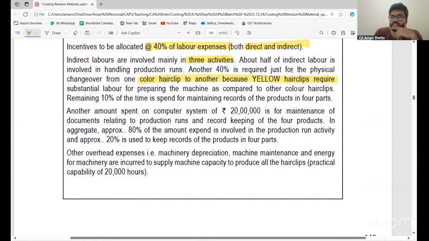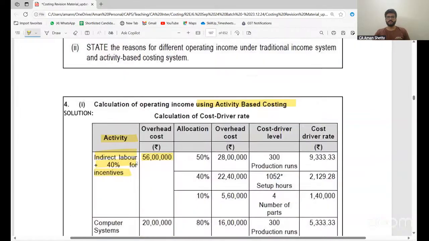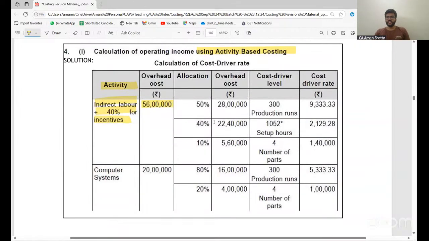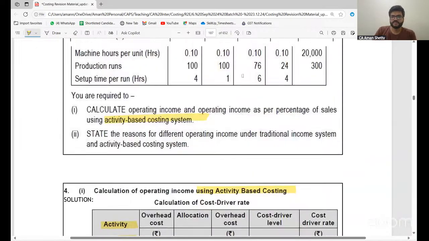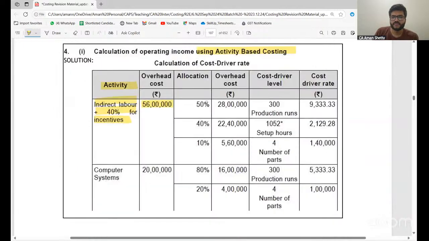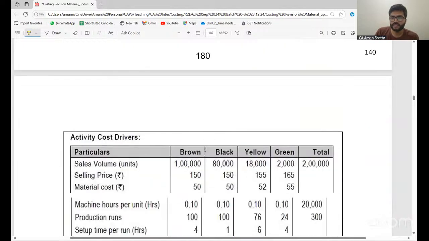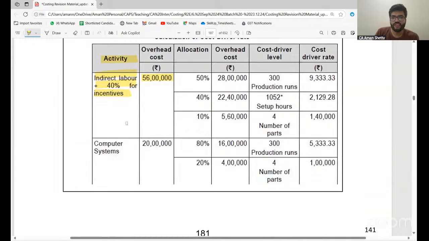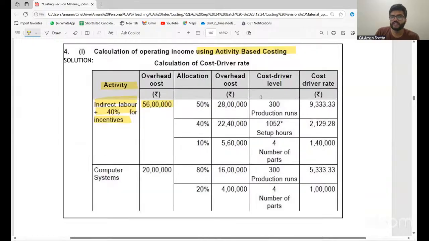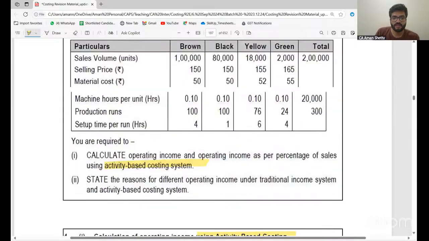So another 40% is required just for the physical changeover from one color hair clip to another, because for yellow they require more hours and all of that. So since this is labor, they have done it based on that, between the 3 products. Okay, look at this now.